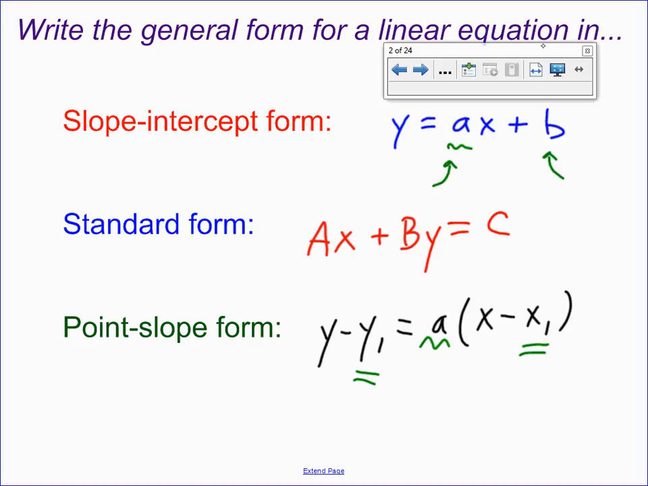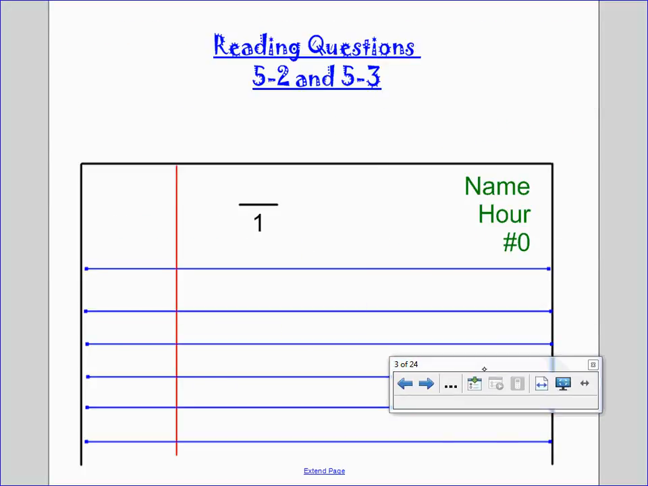So point slope form is what we use to generate the equation of a line that satisfies some particular condition. Awesome. All right, we're going to be using all three of those throughout this unit as we work with systems.